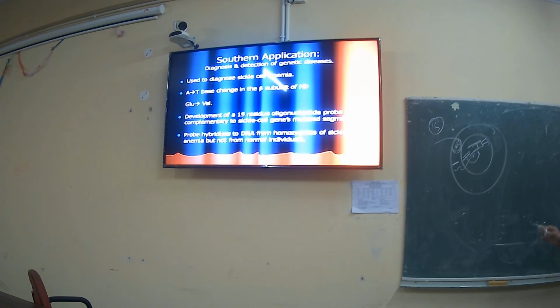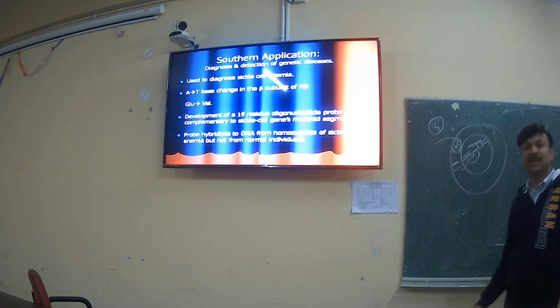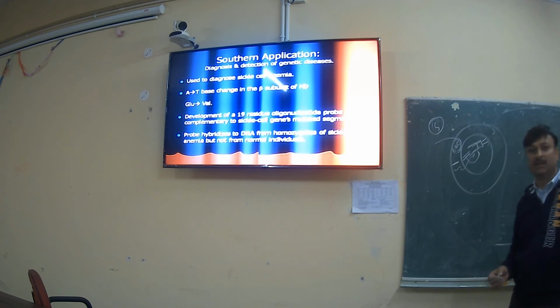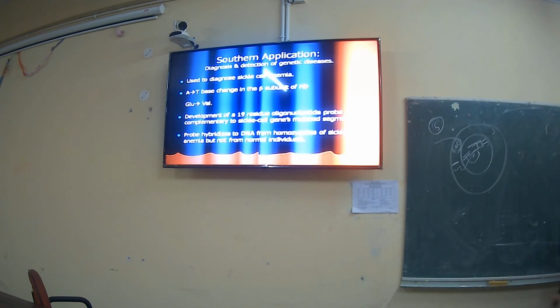So Southern blot is the best example for confirmation that this person now has an infection of retrovirus in a very advanced stage, or has only a primary infection. That will be confirmed by blotting techniques. This one is another example of Southern blot. It is the best example for the confirmation of any disease which is genetic, or you can say congenital disease.